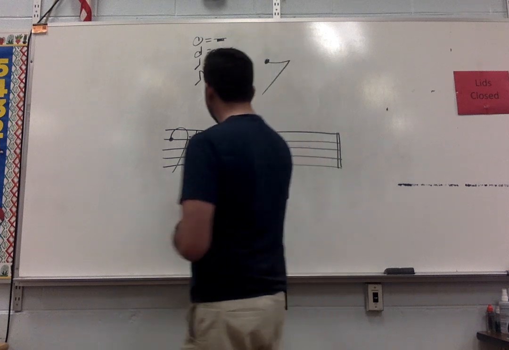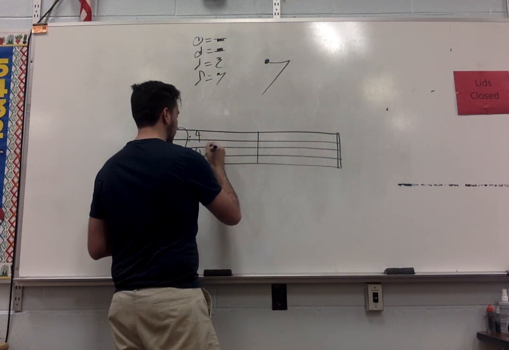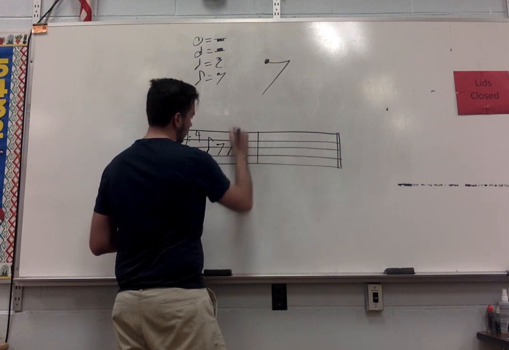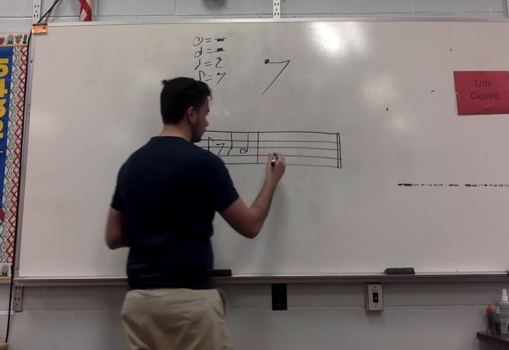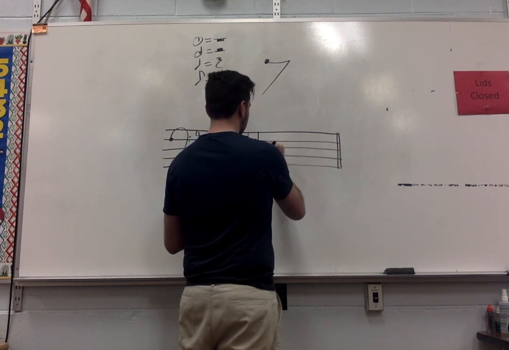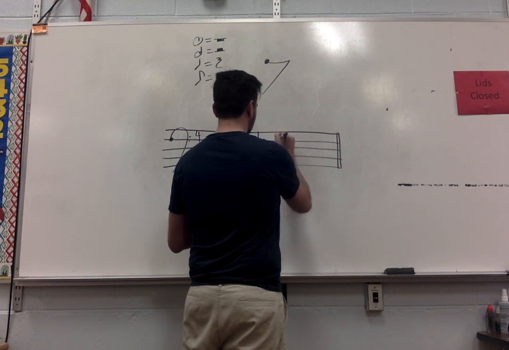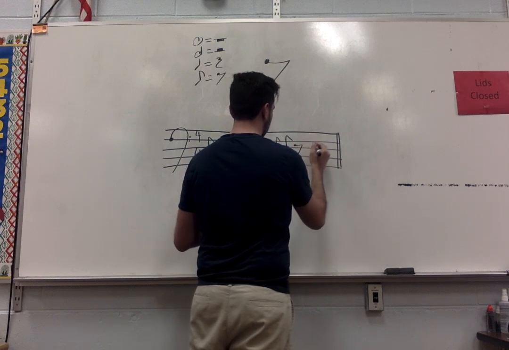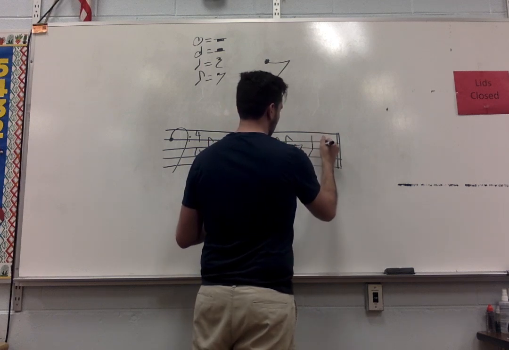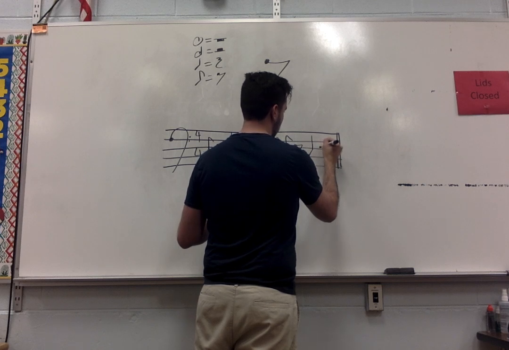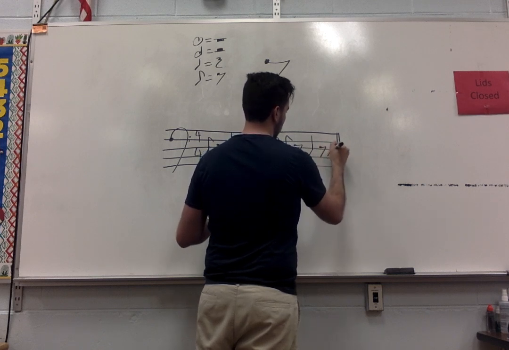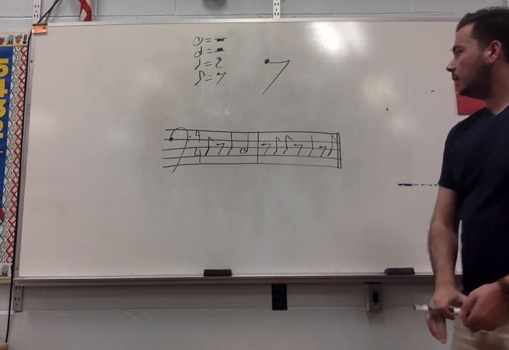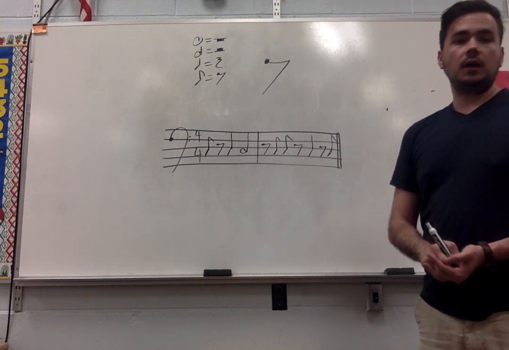So I'm going to write out a short rhythm right here. So you have an eighth rest, eighth note, eighth rest, quarter note, and then a half note. And then we'll have an eighth rest, eighth note, eighth note, quarter note, and then eighth rest, and eighth note. So this is our rhythm right here. The only rests that I put in this rhythm are eighth rests.